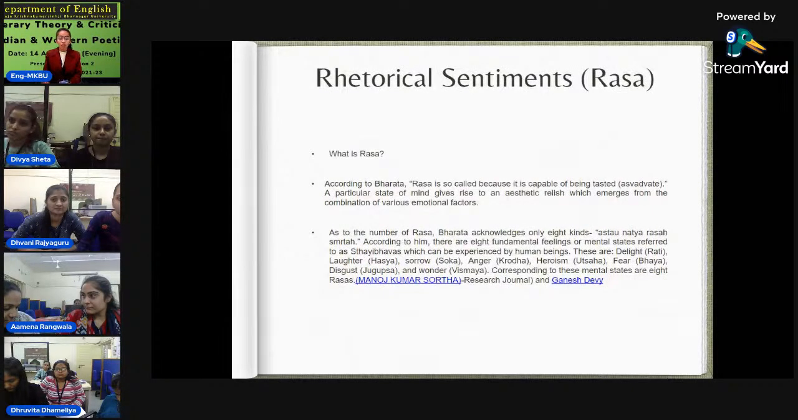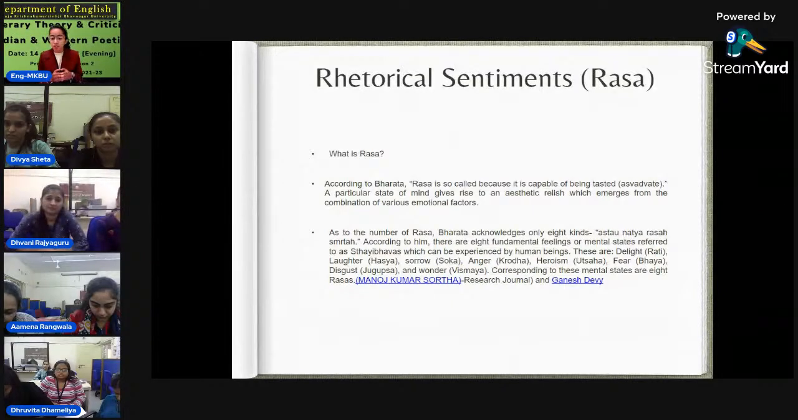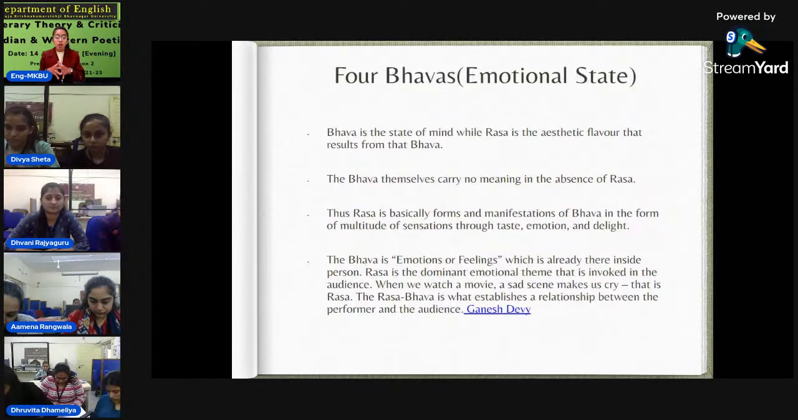Let's first understand what rasa is. Rasa means rhetorical sentiment. We cannot obviously explain rasa fully in theory, but if we try, according to Bharata, a particular state of mind gives rise to an aesthetic relish which emerges from the combination of various emotional factors. That is rasa, and rasa is related to the emotional state, that means bhava. There are 4 bhavas. Now what is bhava?